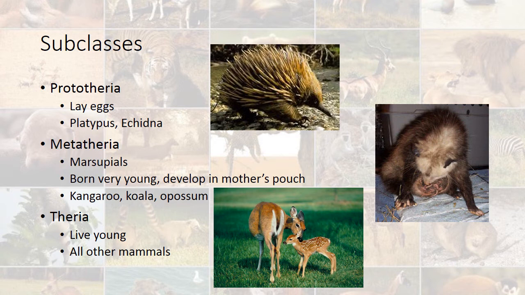Metatheria are the marsupials. These have young that are really undeveloped, and they develop in the mother's pouch. Usually the babies of marsupials, the biggest part of their body is their mouth. So they just latch on, and then their body grows as they develop in that pouch. We usually think of kangaroos, but possums are also marsupials, and you see a possum there with babies in the pouch. And then the subclass Theria, those are the mammals that bear live young. That's all other mammals besides the marsupials and the egg layers. So most mammals that we think of are in the subclass Theria.